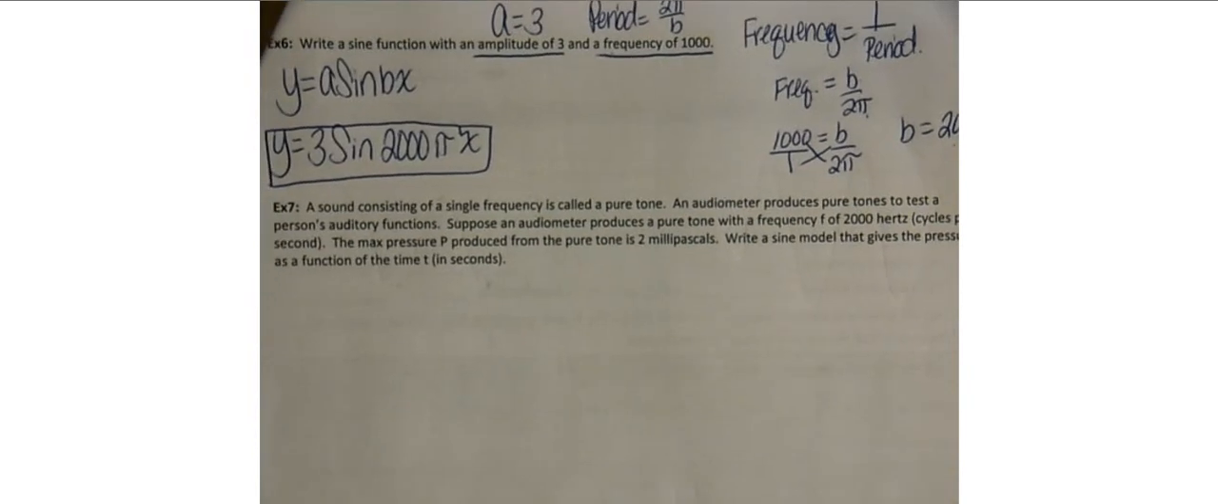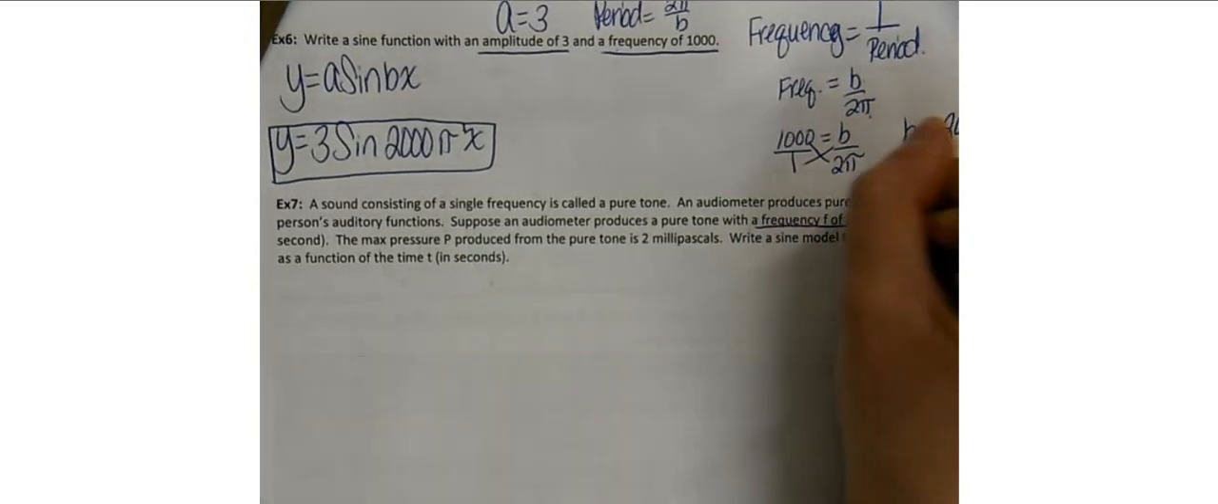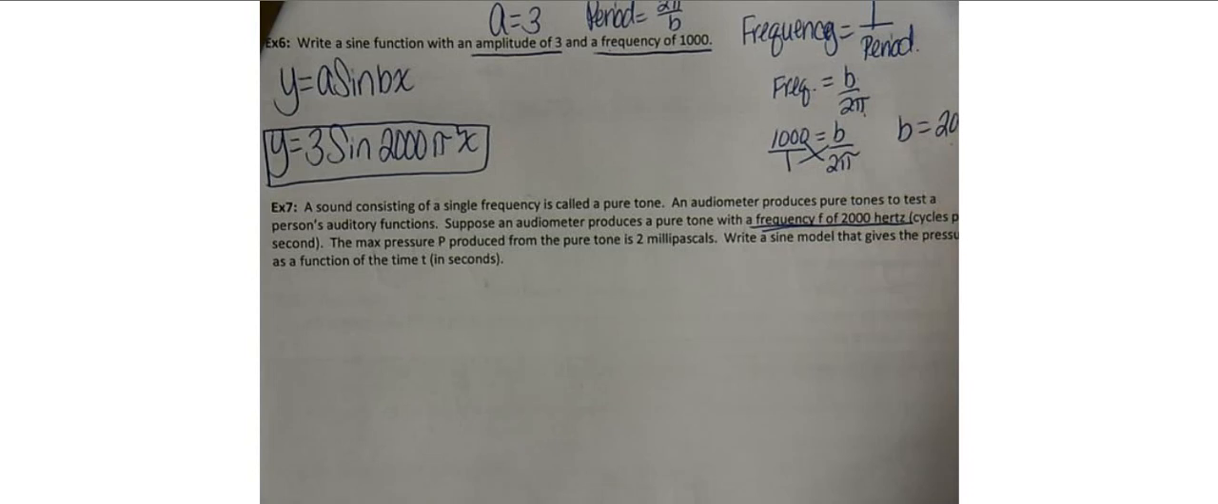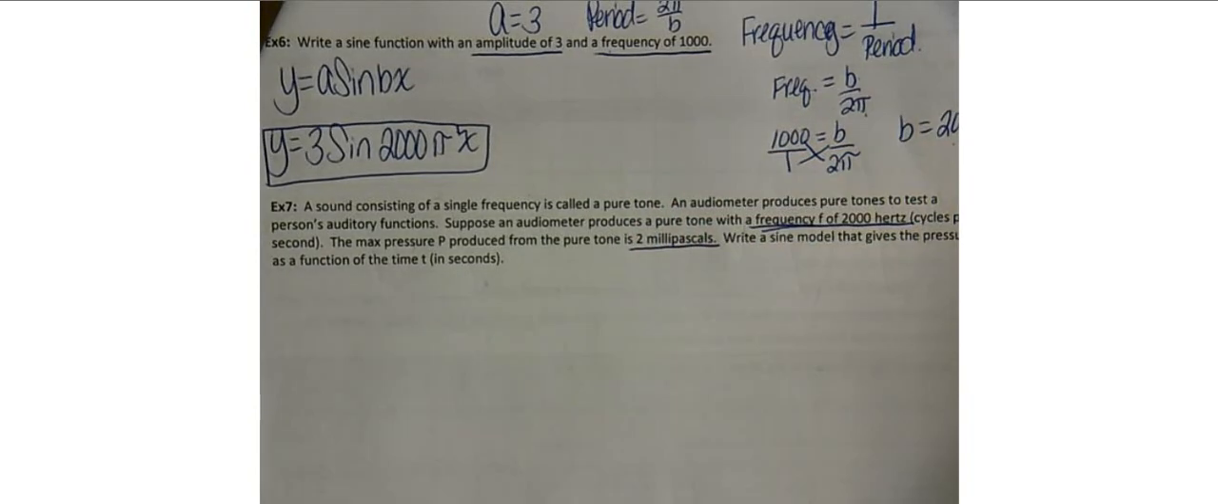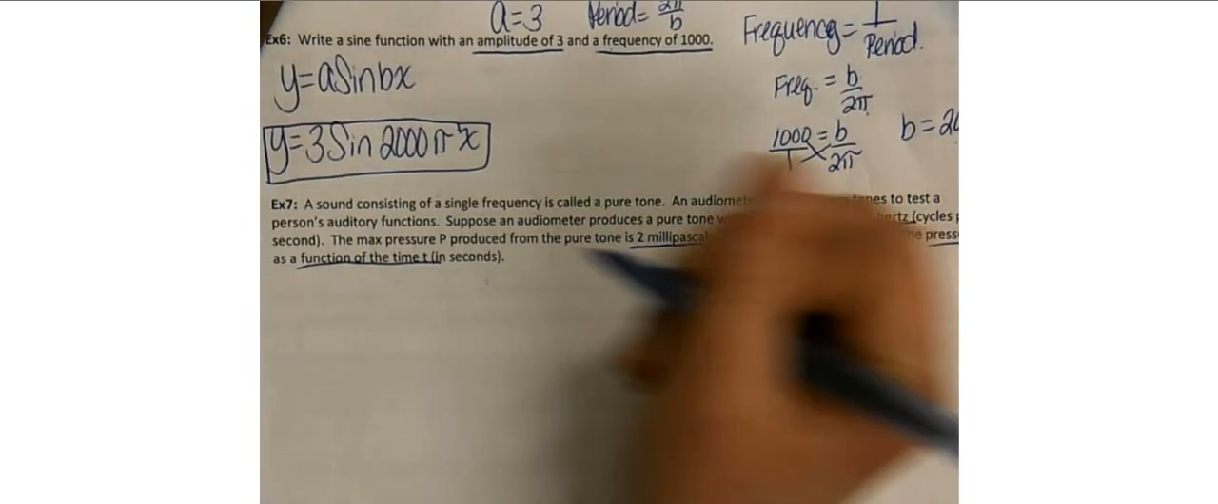For example number 7, it says a sound consisting of a single frequency is called a pure tone. An audiometer produces pure tones to test a person's auditory functions. Suppose an audiometer produces a pure tone with a frequency f of 2,000 hertz, which is cycles per second. The maximum pressure from the pure tone is 2 millipascals. We want to write a sine model that gives pressure as a function of time in seconds.